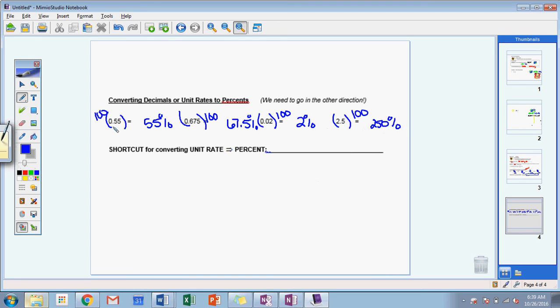Okay? So I want you to look at all of your decimals and how they changed into percents. I want you to see if you can find the shortcut for this process. There's a simpler way to do this instead of having to multiply everything by 100. So try and see if you can come up with those shortcuts, and we'll talk about it when you get to class.